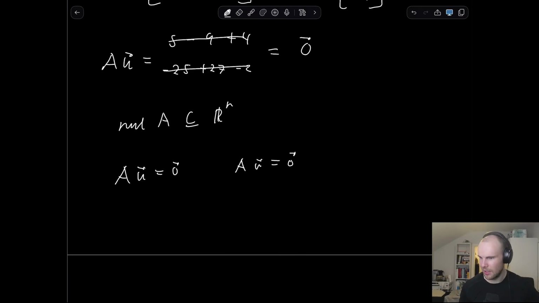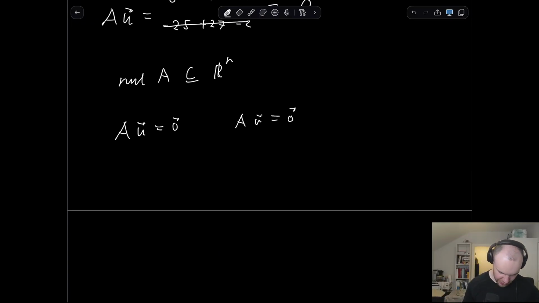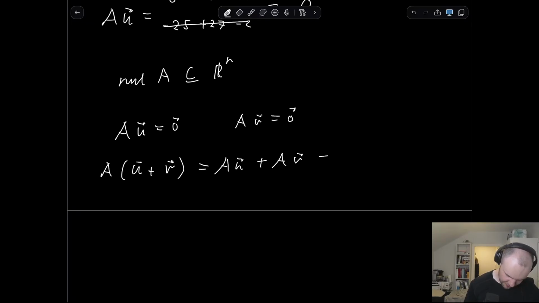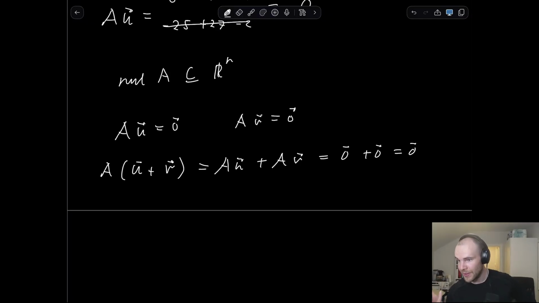Not A, no more, the null space itself. Since 0 is in the null space, the first requirement is satisfied. Now, to show the second requirement, which is addition, we can use what I've written here. If I write A of u plus v, we get Au plus Av, which is just 0 plus 0, which means the second one is true as well. We added 2 vectors, and we're still in the same space, right?